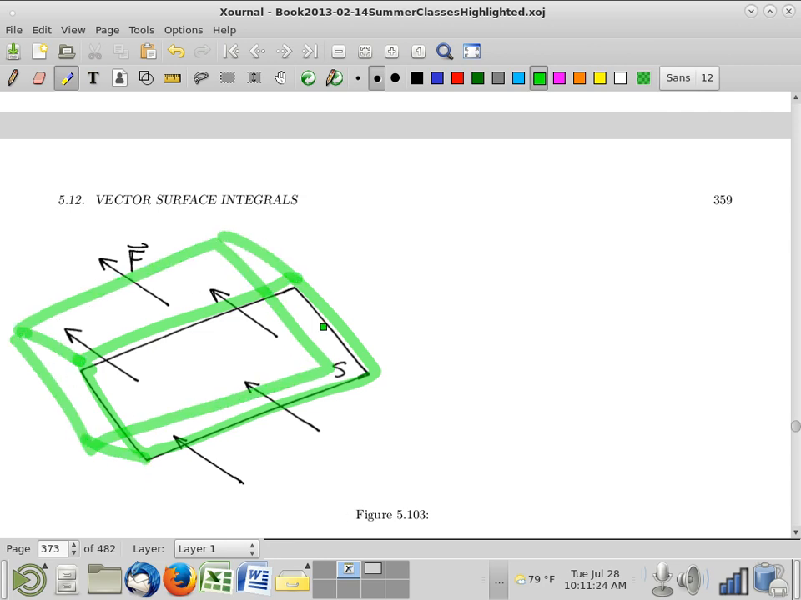Right, how much volume of fluid is going through your surface? Does that make sense? Okay. We'll talk about how to compute that now.